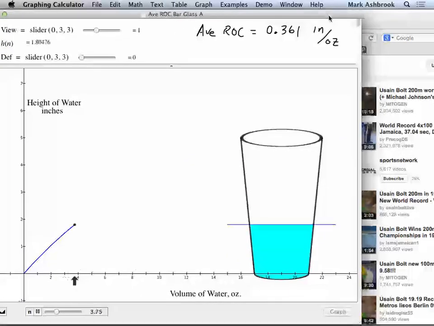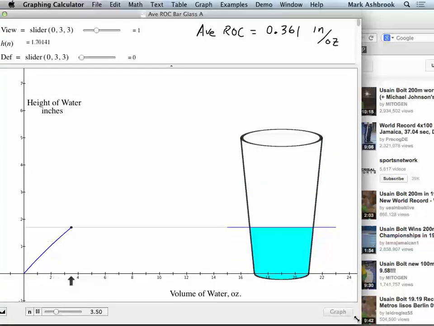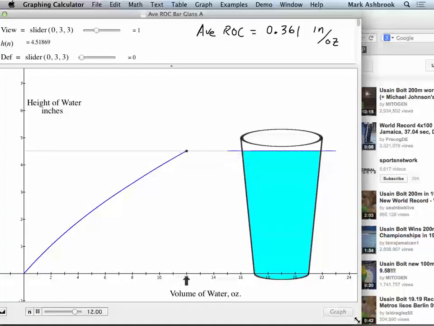Agree with that? So he's talking about another glass that has what kind of sides? Straight sides. How much water fits in that glass? Same amount. And how tall is it? So it's just a single number, which means it's what kind of rate of change? It's a constant rate of change, right?